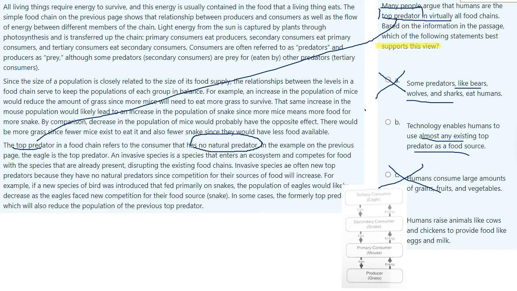Now, technology enables humans to use top predators as a food source. So if the top predator becomes a food source, then that means that the humans are using their technology to take the highest position in the food chain. Answer is B.